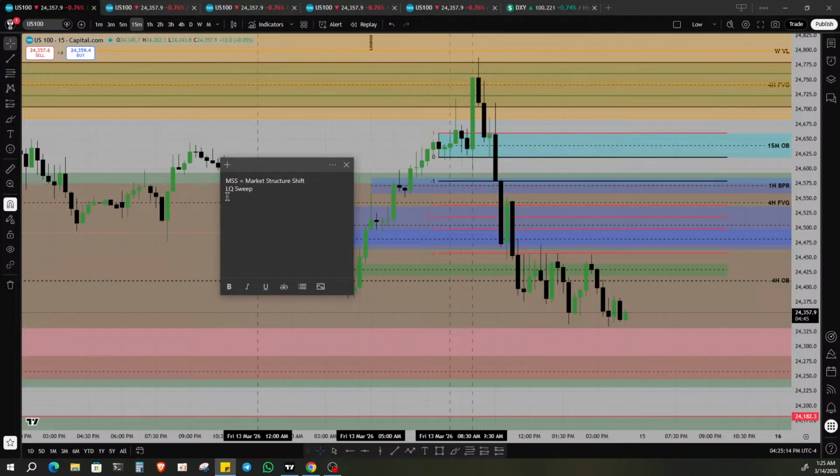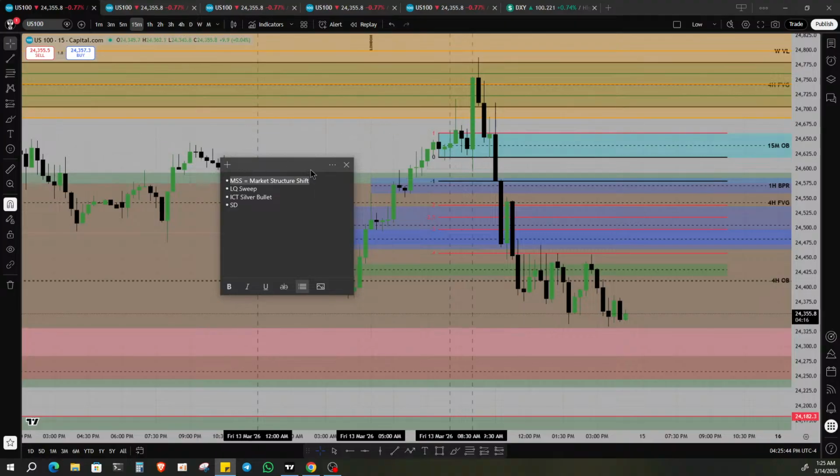MSS, liquidity sweep, and the next thing which I use in the silver bullet is standard deviation. SD, I call them standard deviation. You can call them SD as well.